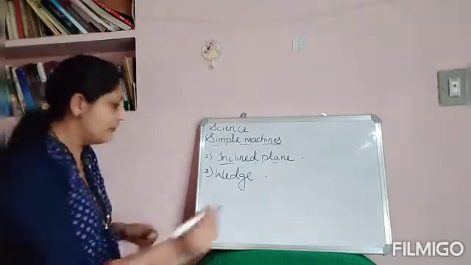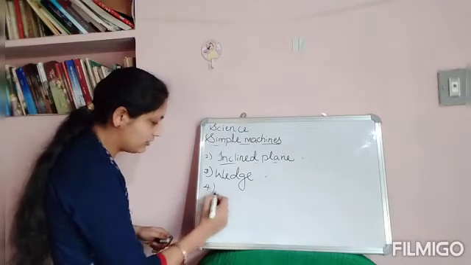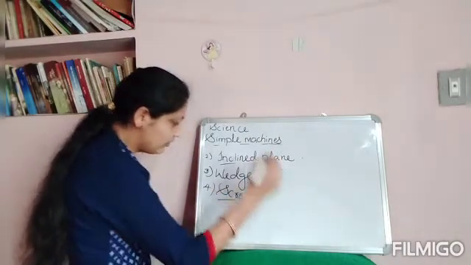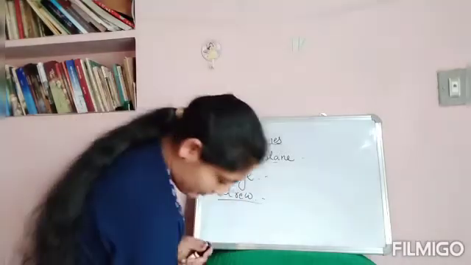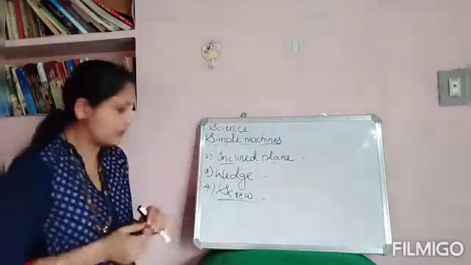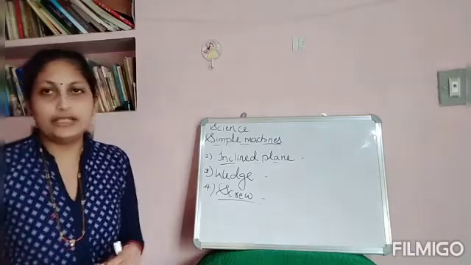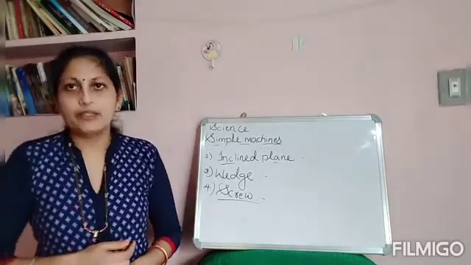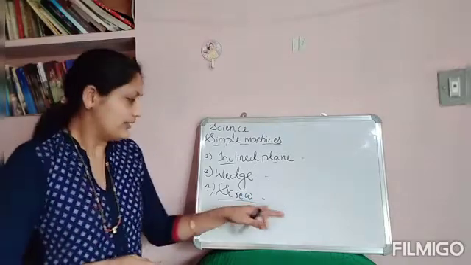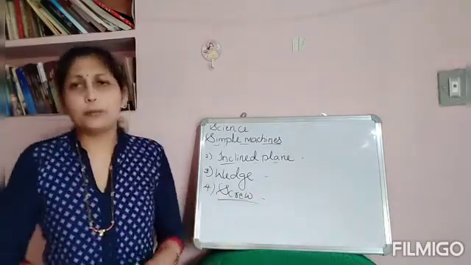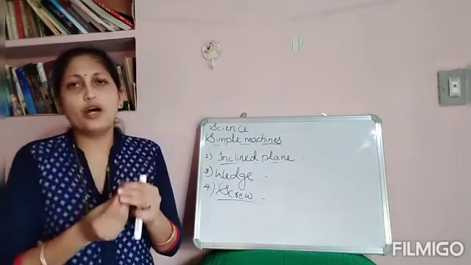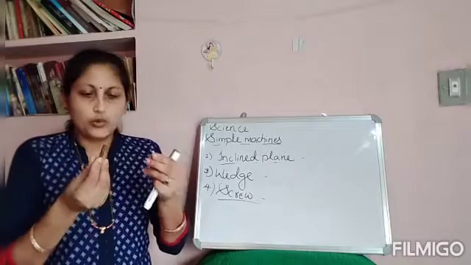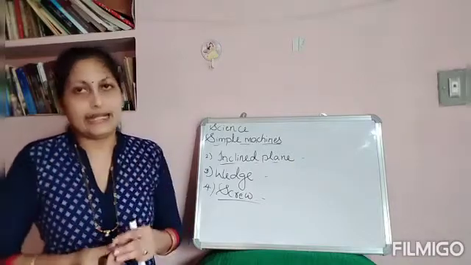Next we have the fourth type of simple machine, that is screw. You have seen screws. We use these screws for many objects, like in switchboards and electric bulbs, isn't it? Even in many more places. They are used to hold objects firmly or tightly, isn't it?